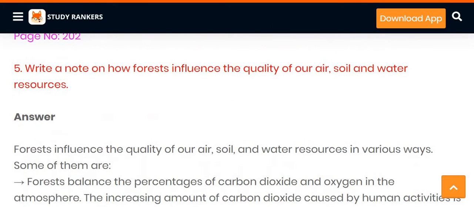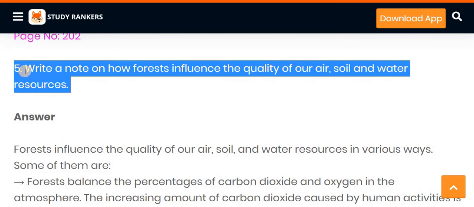So if asked to write a note on how forests influence the quality of our air, soil and water resources, in the first point you can write about the air. As we know, in the air, carbon dioxide and oxygen play a major and vital role, and the forest is a very important part of that, because during photosynthesis all the plants take carbon dioxide from the atmosphere and give back oxygen. So for the balancing of oxygen and carbon dioxide, the forest is necessary.